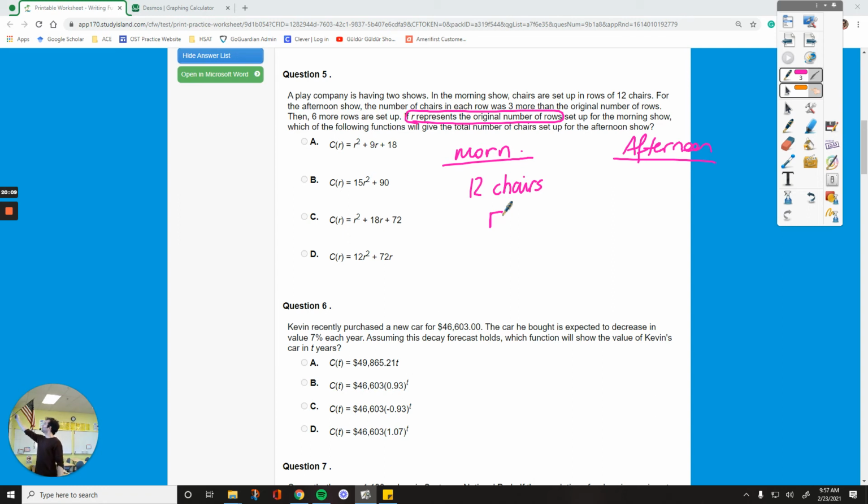And let's figure out the afternoon. It said for the afternoon show, the number of chairs in each row was 3 more than the original number of rows. The original number of rows is R. I don't want you to think like 12 plus 3 is going to be what you need on the right side. That's not what it says. It says 3 more than the original number of rows. And then if we continue reading the question, the original number of rows is R right here. So we have that. It's R. We will do plus 3. R plus 3 chairs.